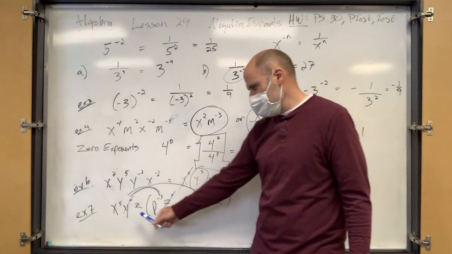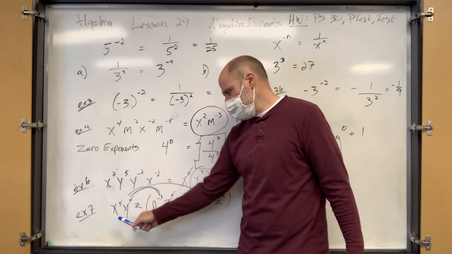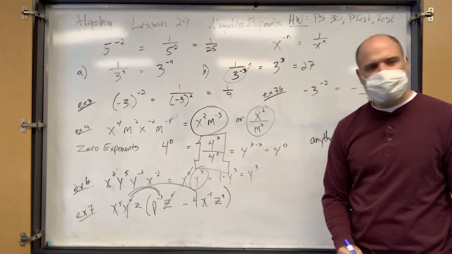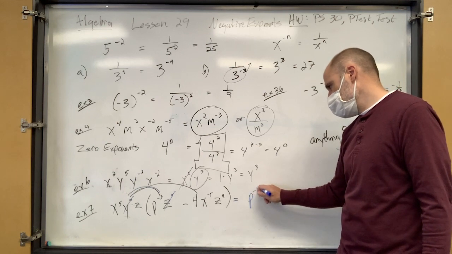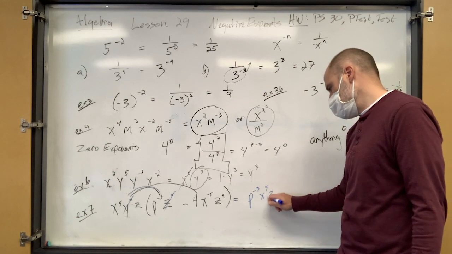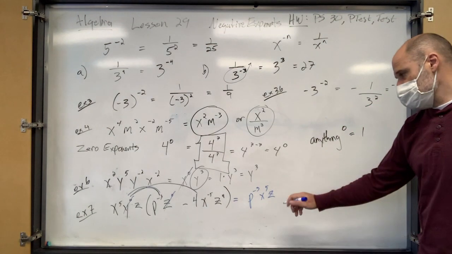So now instead of distributing these 3 variables, we're just distributing the 2. So x to the 5th z times p to the negative third. Well, that's just p to the negative third x to the 5th z. So far, so good? All right, now let's do the next one.